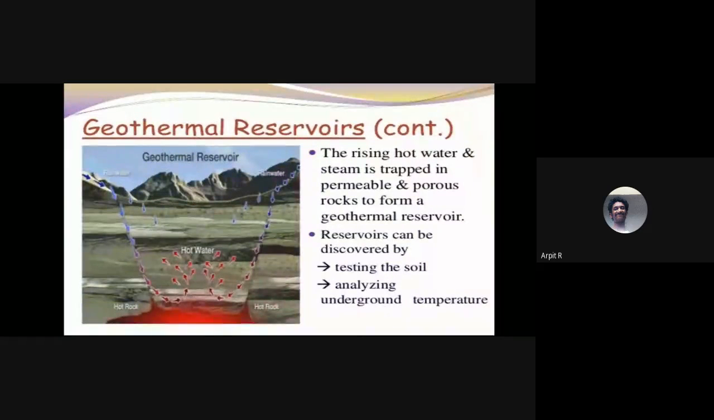The rising hot water and steam is trapped in permeable and porous rocks to form a geothermal reservoir. These are the conditions to set up geothermal reservoirs. A reservoir can be discovered by testing the soil and analyzing the underground temperature.